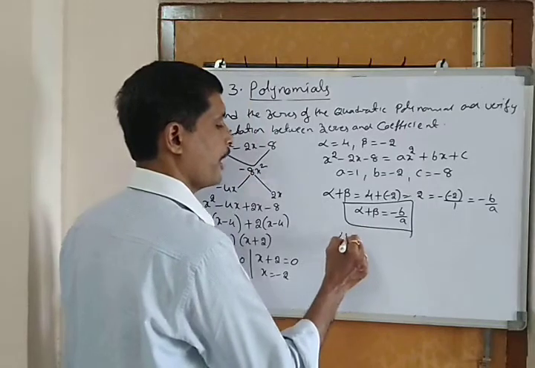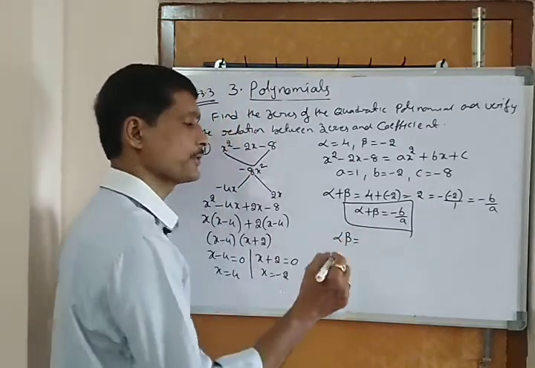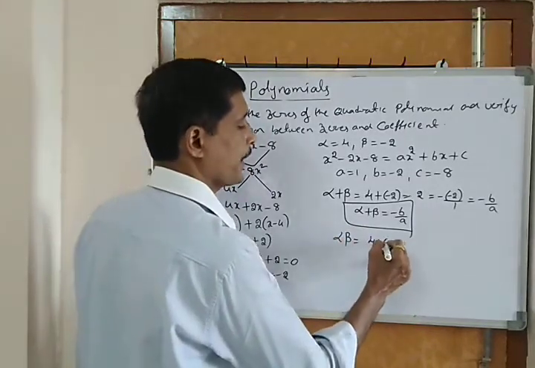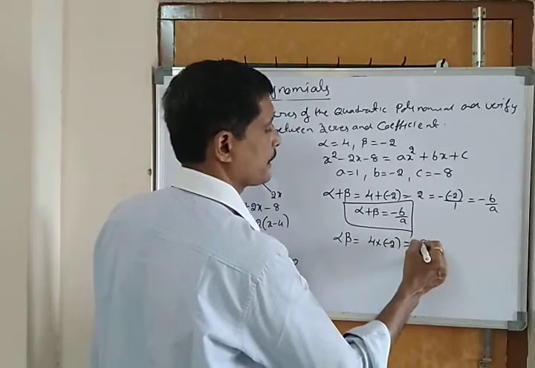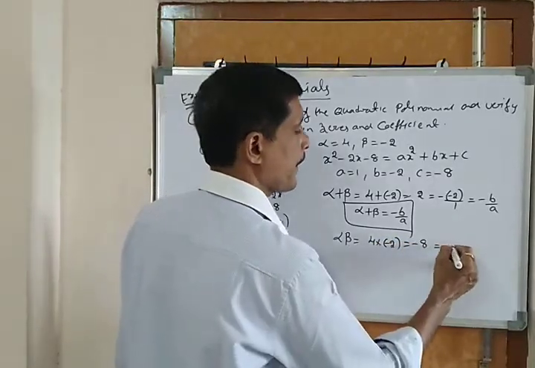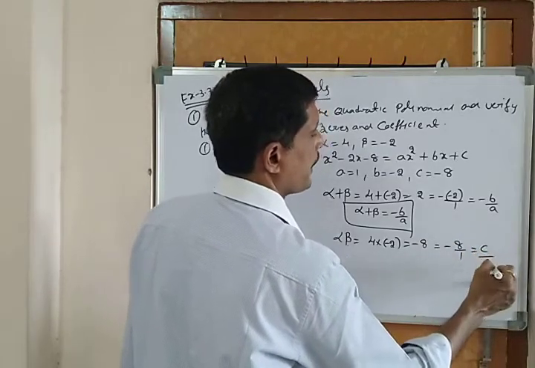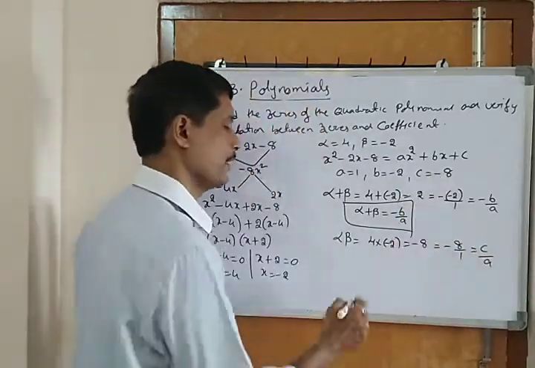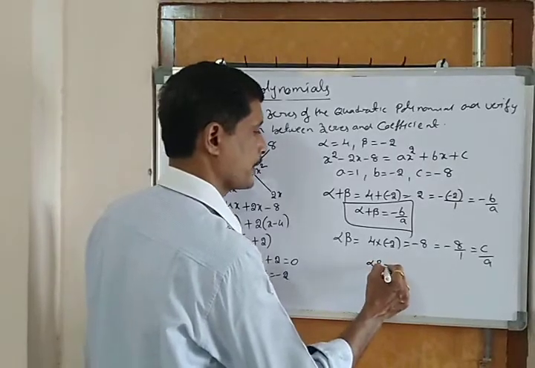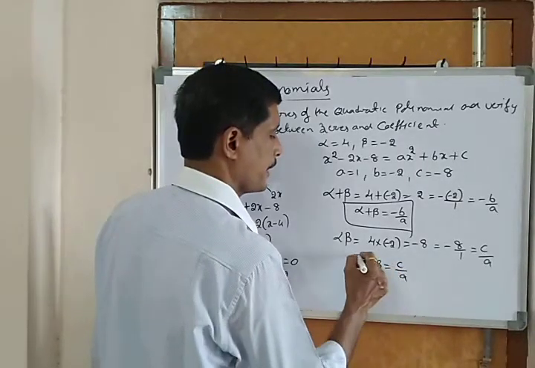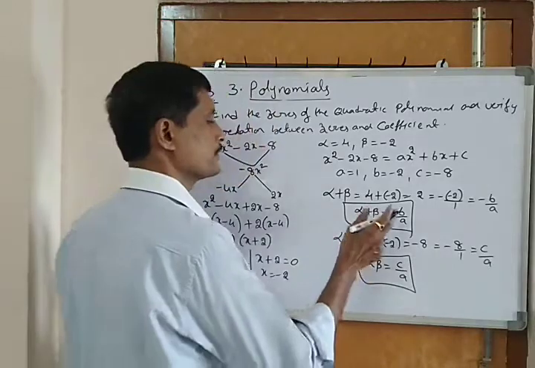Next one, alpha beta, the product of the zeros, that is 4 into minus 2, equal to minus 8. Here minus 8 can be written as minus 8 by 1, that is c by a, since c is minus 8. Alpha beta equals c by a. That is the relation between the zeros and coefficients.